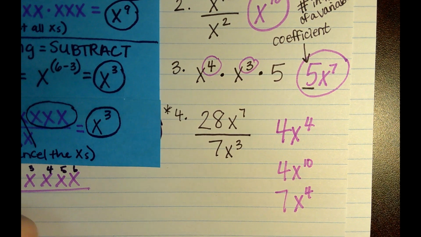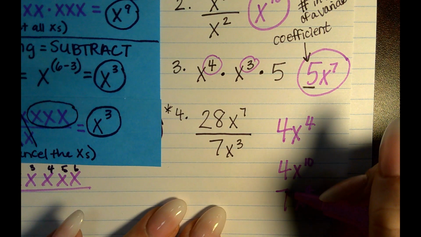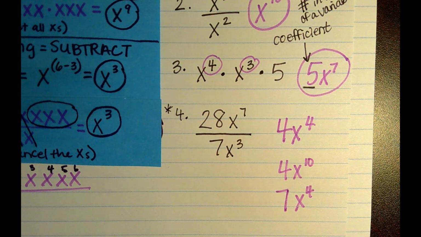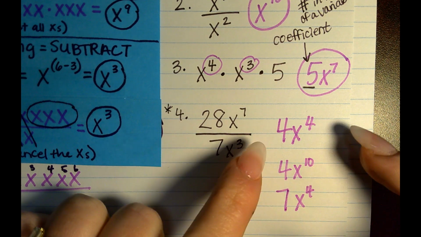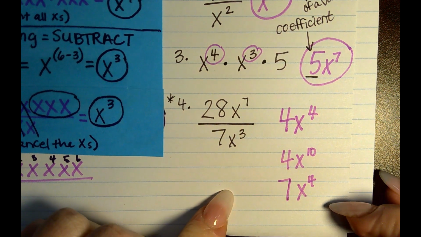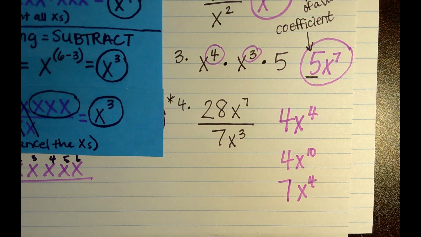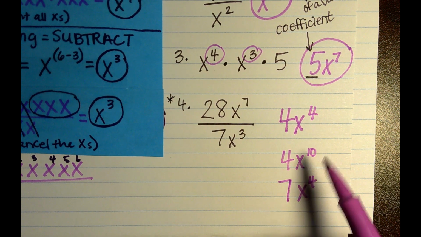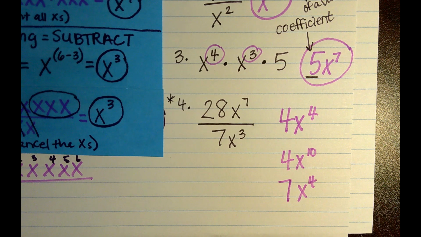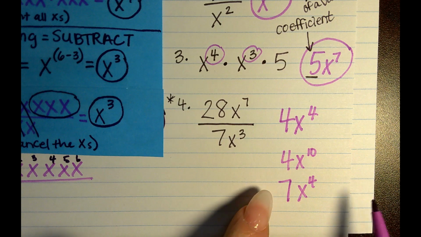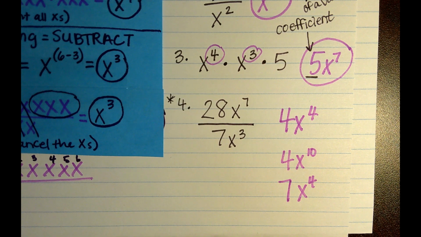Any other answers? I want to hear all of them. Even if you think it's wrong, confidently tell me. Did anyone get something different than these 3 options? Everybody got one of these 3? Okay, so let's talk about it. Who got 4x to the 10th power?